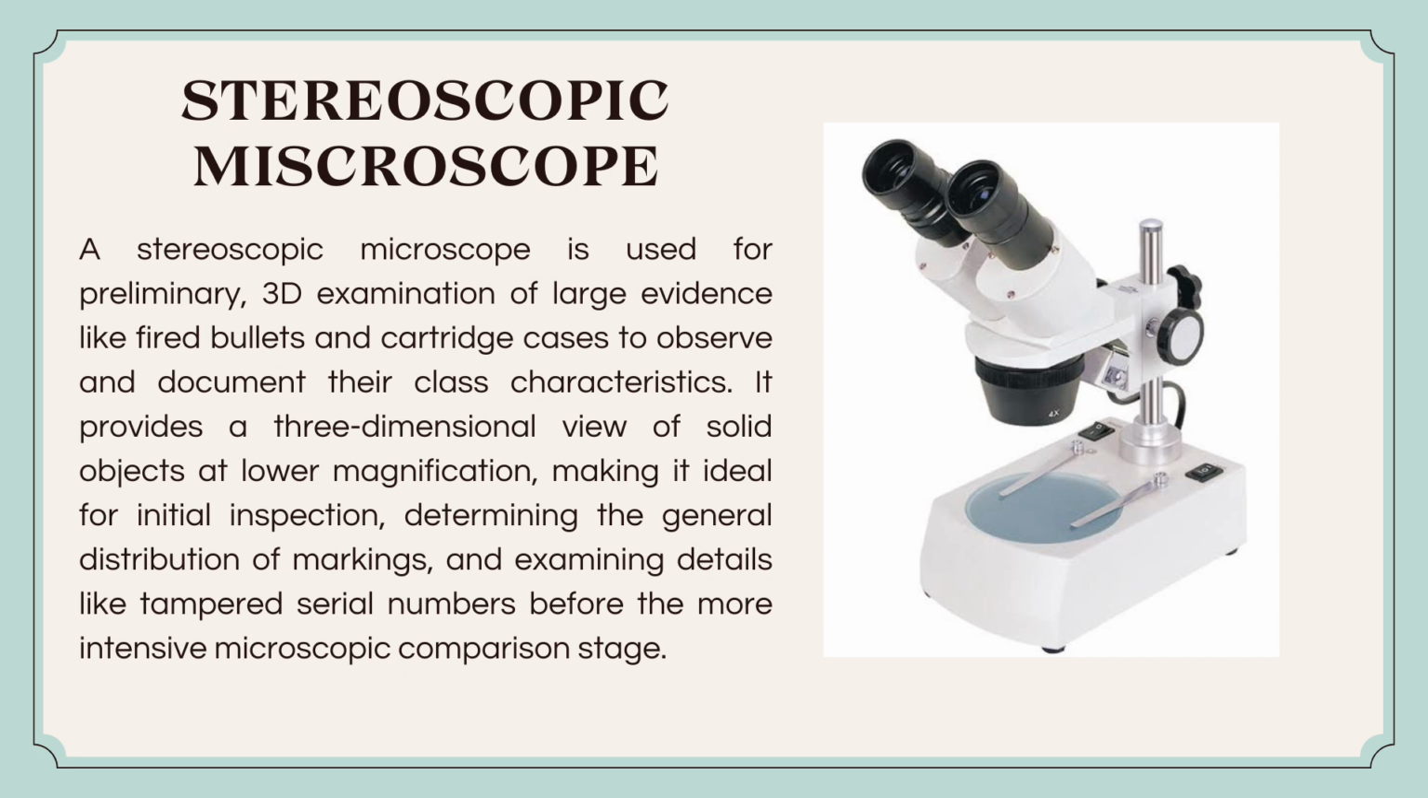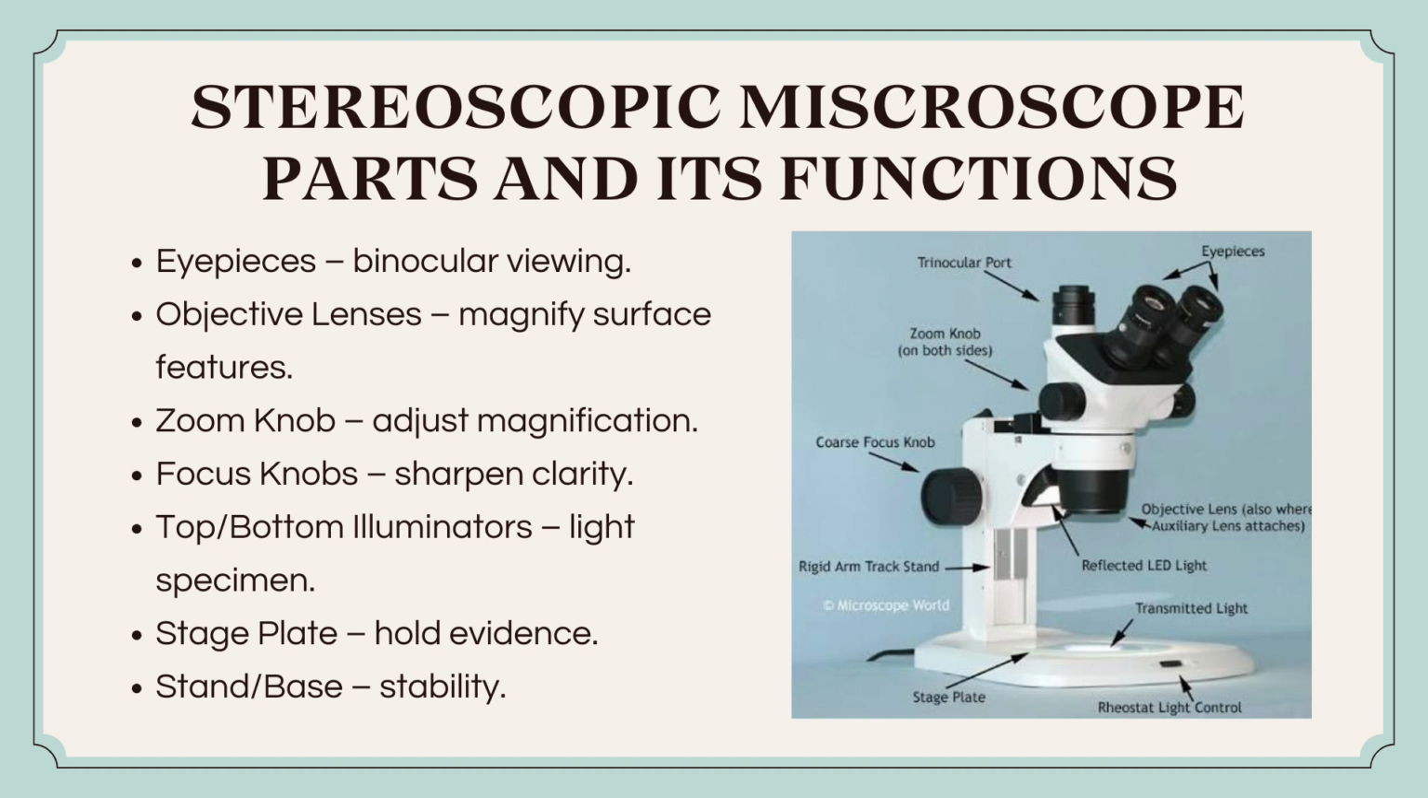The application of this one in forensic ballistics: it is used in the preliminary examination of bullets and cartridge cases. It identifies class characteristics such as number of lands and grooves, direction of twist, caliber, and general condition of the evidence. It also reveals surface damage, manufacturing defects, and impact deformations. Let's now discuss the parts of the stereoscopic microscope and its functions.